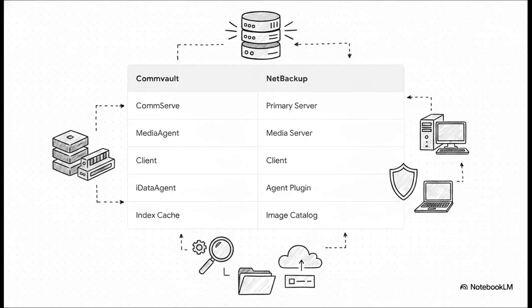I want you to mentally take a screenshot of this translation table. It's a real game changer. CommServe translates to primary server. Media agent translates to media server. The client you protect, still just called the client, but the specific workload plugin running on it, that's called an iData agent. And that index cache living on the media agent, yep, that's your image catalog, the exact thing that actually lets you browse and restore your files.